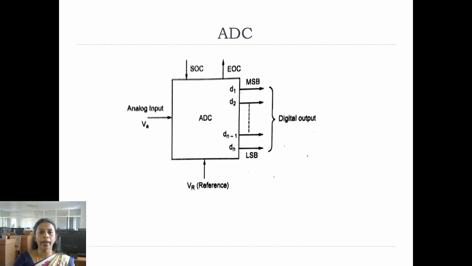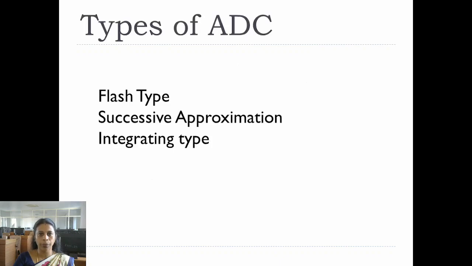This is a simple block diagram of an analog to digital converter in which we have two signals. One is start of conversion and the other is end of conversion. When the analog input is given to the analog to digital converter, after getting a start of conversion signal, it starts its conversion, and when it receives an end of conversion signal, it stops its conversion. Whatever output is obtained at that particular time will be displayed as the digital output.